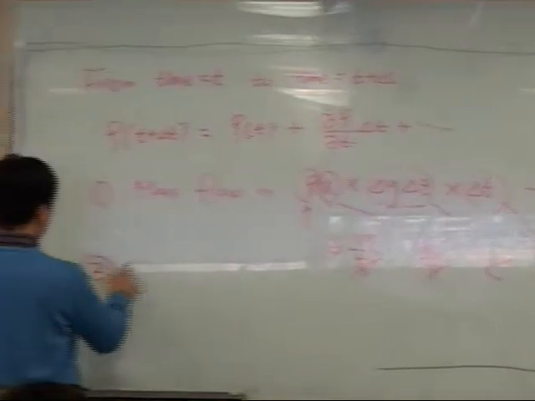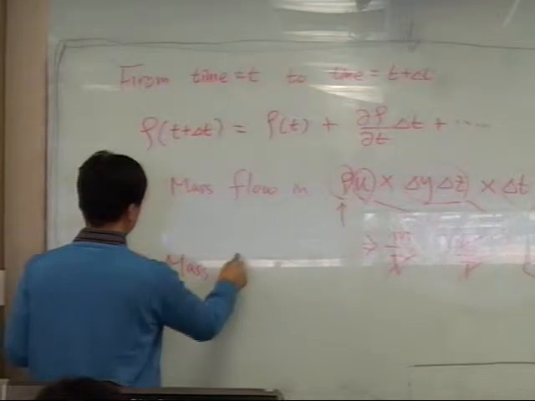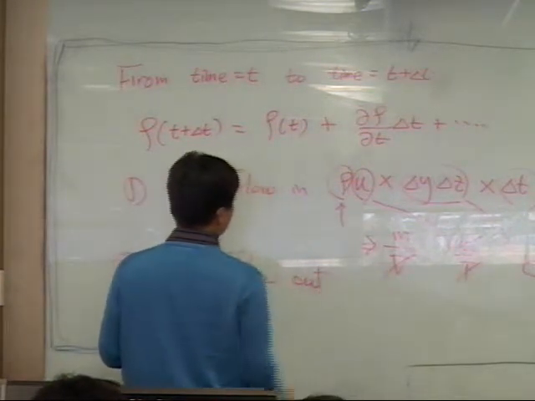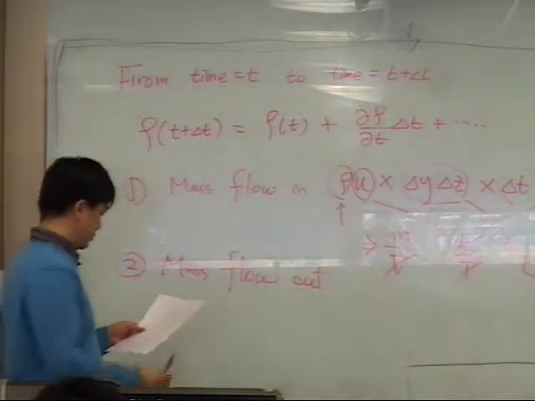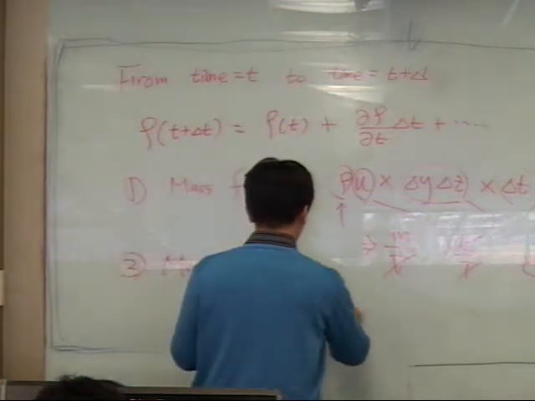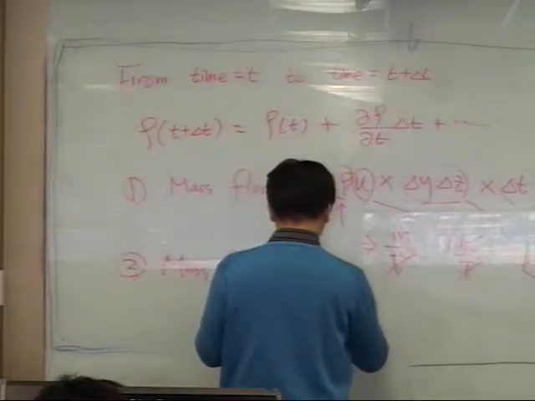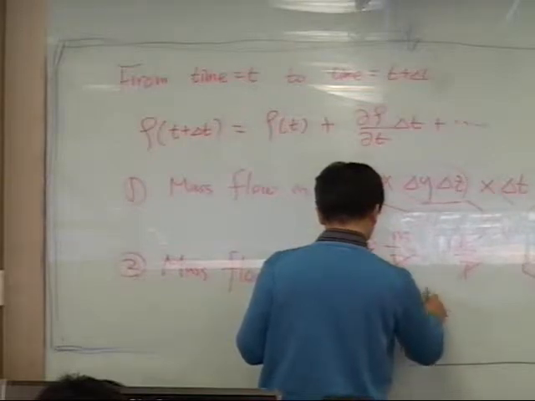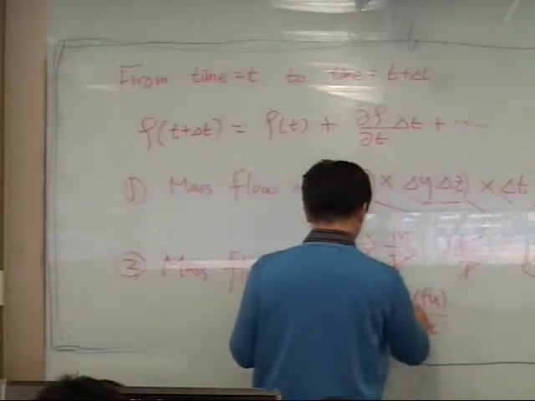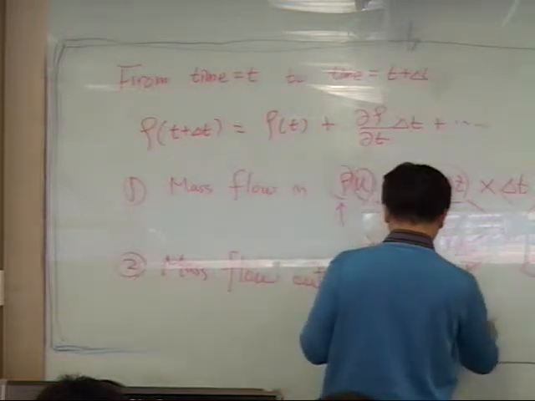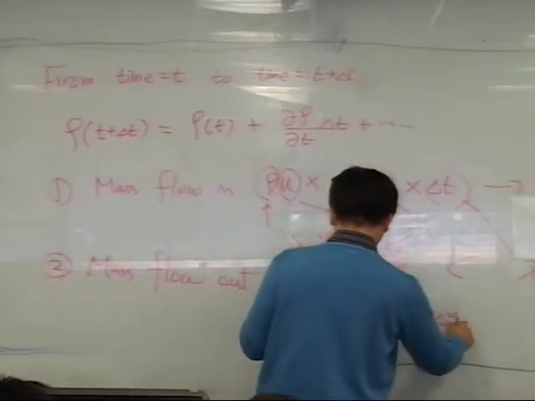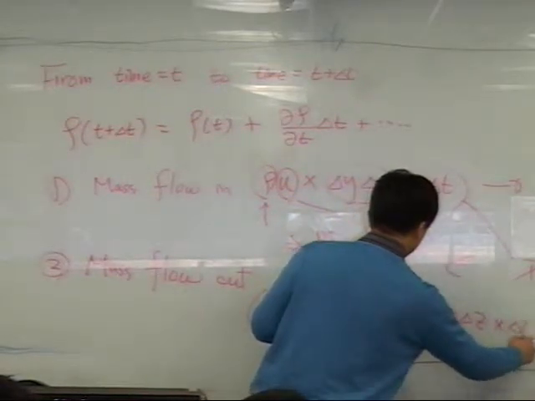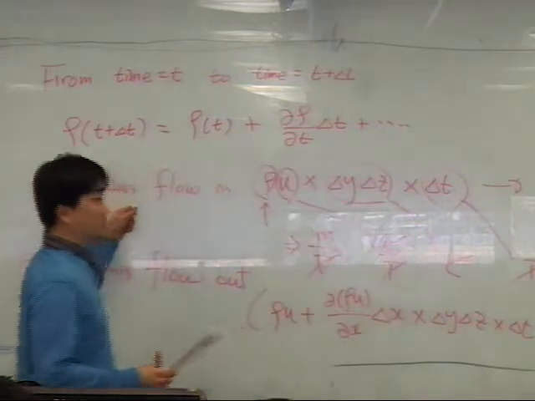And second, mass flow out will be rho u plus partial rho u partial x delta x, multiplied by delta y delta z multiplied by delta t. So this is flow in and flow out.